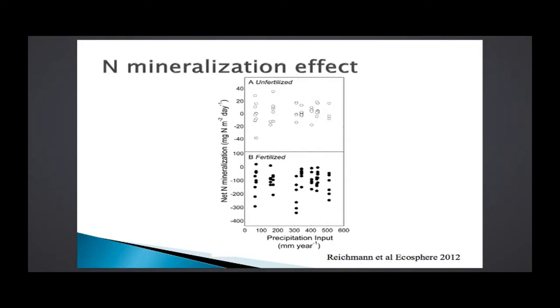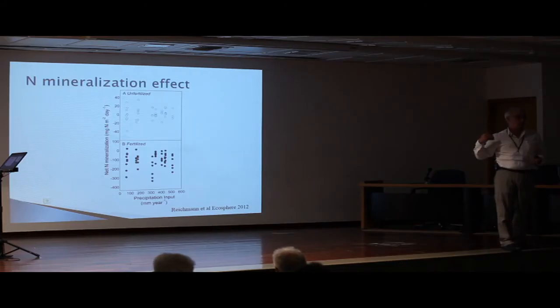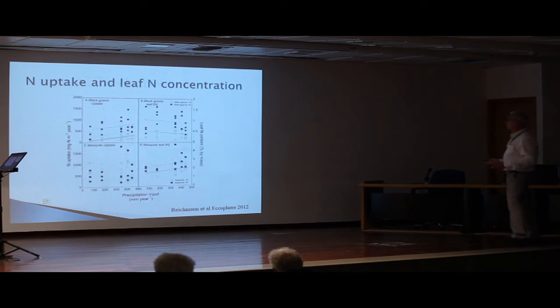And what happened is that there was no relationship between the amount of precipitation and the rate of net nitrogen mineralization. This is the production of mineral nitrogen out of organic nitrogen. That process seems to be completely insensitive to water. So wet years and dry years that we manipulated all produce the same amount of inorganic nitrogen.